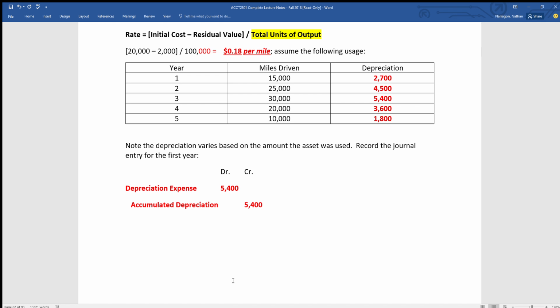It's just remember that, in units of output, the first thing we have to do is calculate the actual cost per mile, or per product, per this. Then you do the formula and multiply it by whatever output we actually did during the year. And there's our depreciation. Again, do not go lower than residual value. So the highest, or the max we can go, is right here. Once we're there, we stop depreciation.